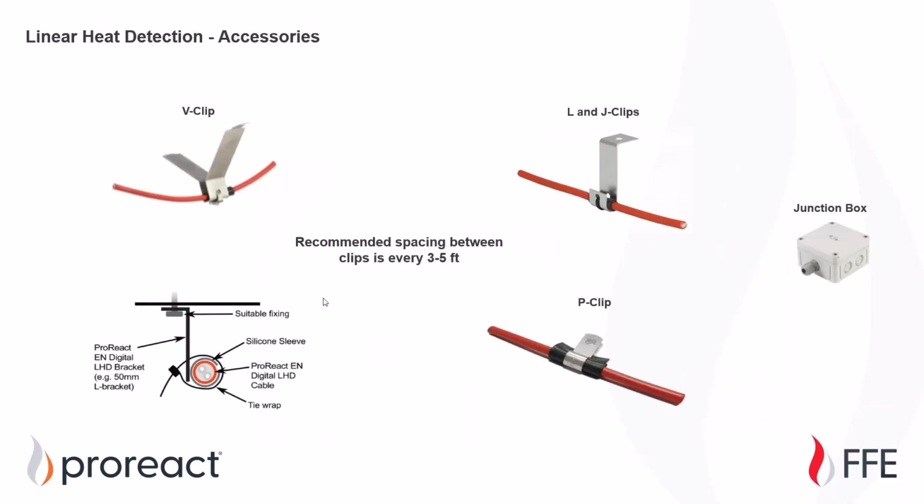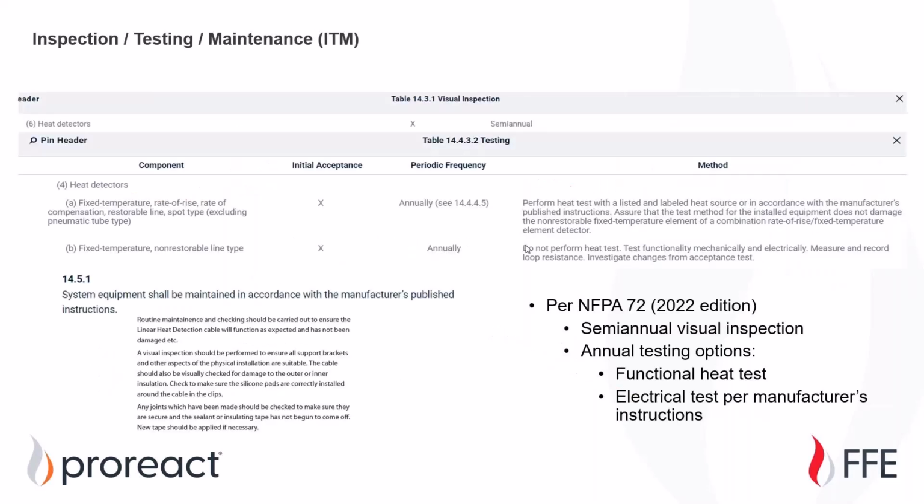So various accessories that we offer: V, L, J, and P clips. Also special nylon zip ties, end-of-line junction boxes, end-of-line test stations for the fixed version, which we'll go into in the testing section right after this slide.